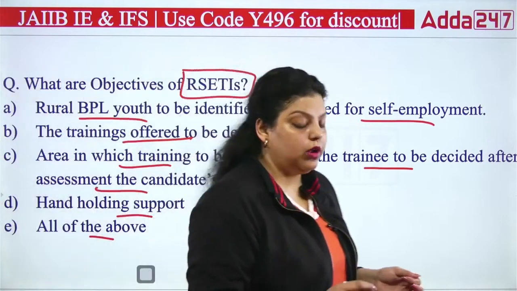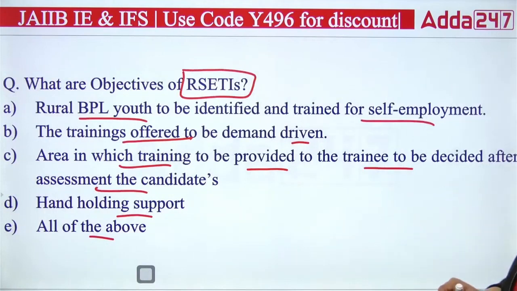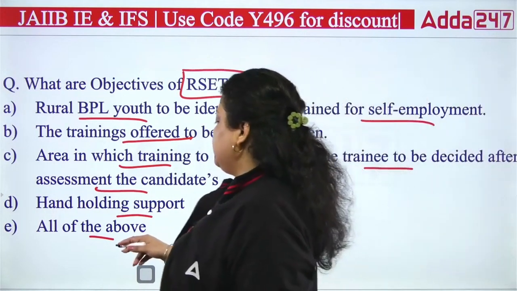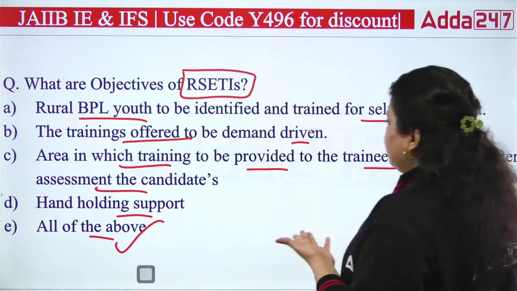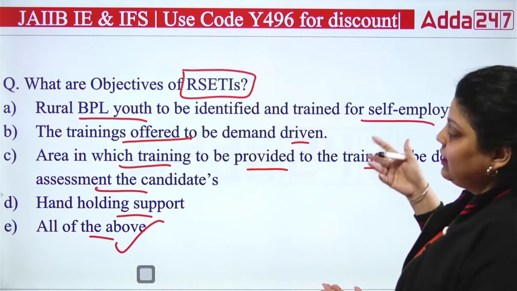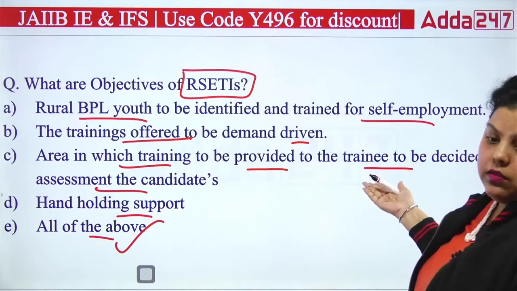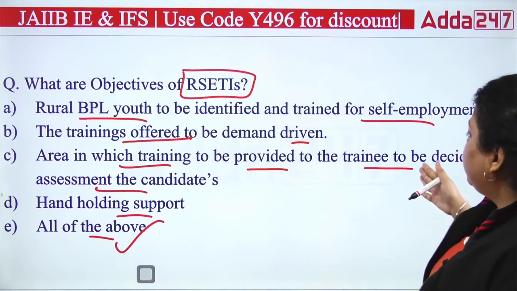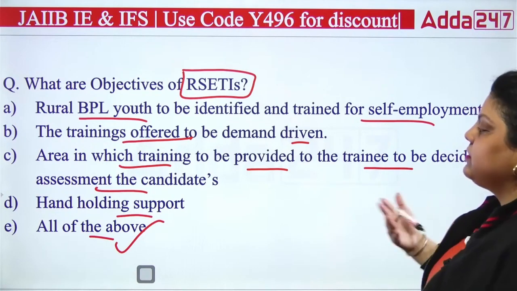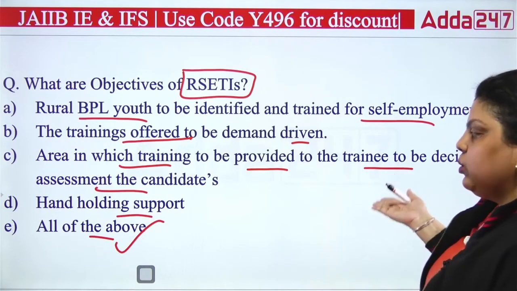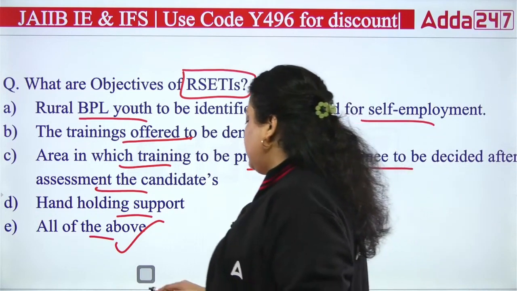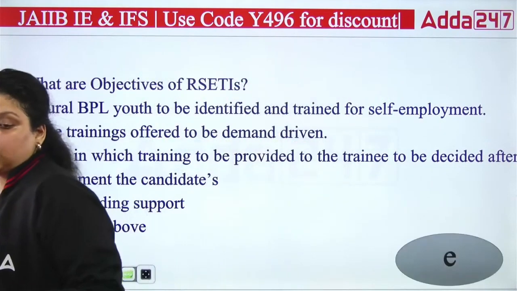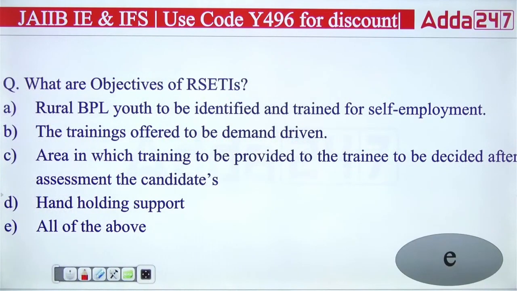So which of the following is correct about the Rural Self-Employment Training Institute? And the right answer is actually all of the above. The rural BPL youth to be identified and trained for self-employment purpose. The trainings offered to be demand driven: if somebody wants, then the training will be provided. The area in which training is to be provided to the trainee to be decided after the assessment of candidates. Then hand holding support will be available. So the answer will be all of the above. All are the objectives of the Rural Self-Employment Training Institute. Okay, so the right answer is E.